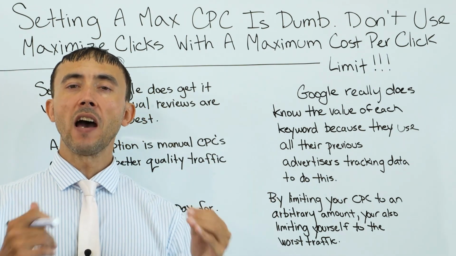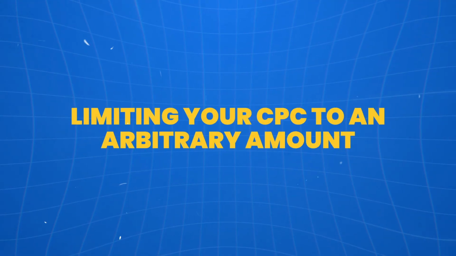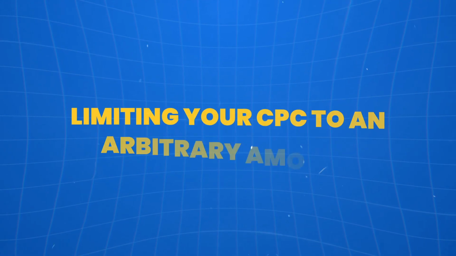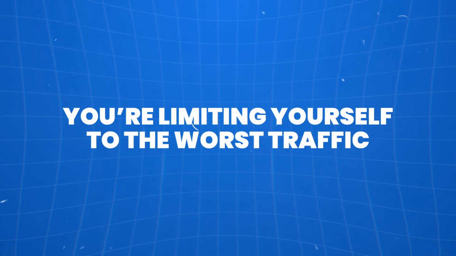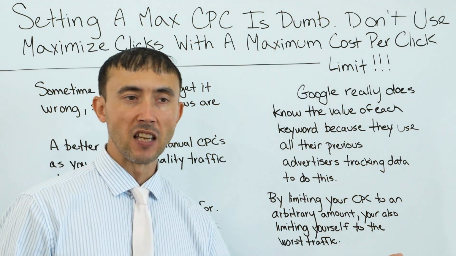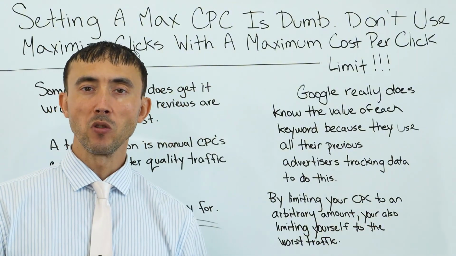So when you advertise and you tell Google to limit what you're willing to pay for a click on a keyword to an arbitrary amount, you're essentially limiting yourself to the worst traffic in your niche. A lot of people don't think like this. They think cheaper is better. You get what you pay for when it comes to Google Ads clicks.